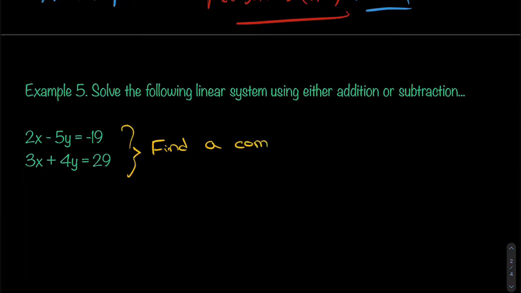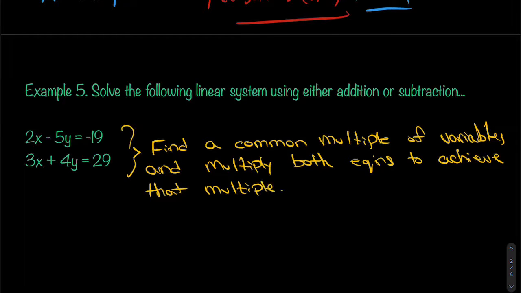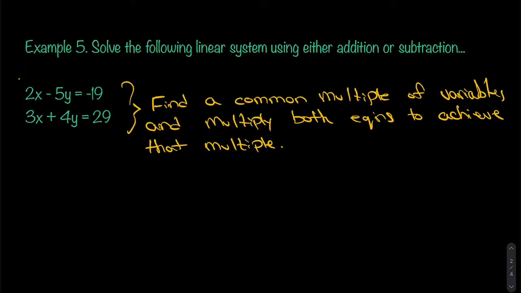Find a common multiple of variables and multiply both equations to achieve that multiple. So I will separate these two. I'm going to call this one equation 1. I'm going to call this one equation 2.